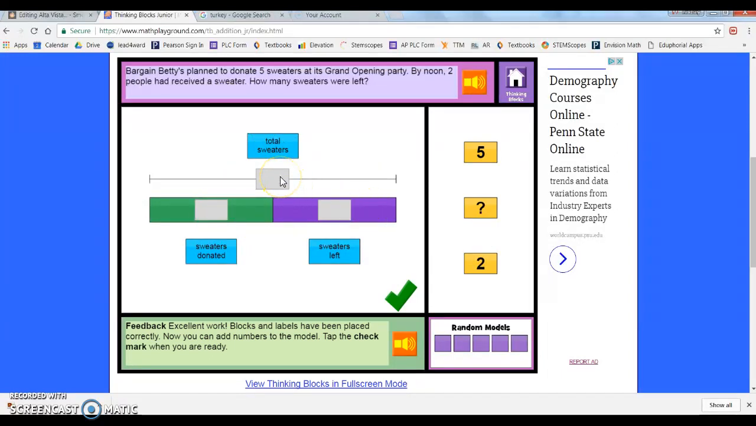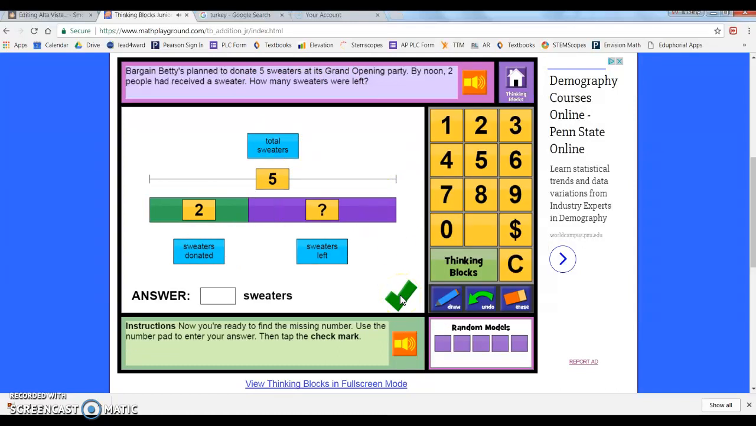The total numbers came from the story, which was 5, so I'm going to put that right here. It says by noon, 2 people had received a sweater, so I'm going to put 2 right here. And then how many sweaters were left? We don't know that, so I'm going to put a question mark right there. I'm going to check my work. I got it right.